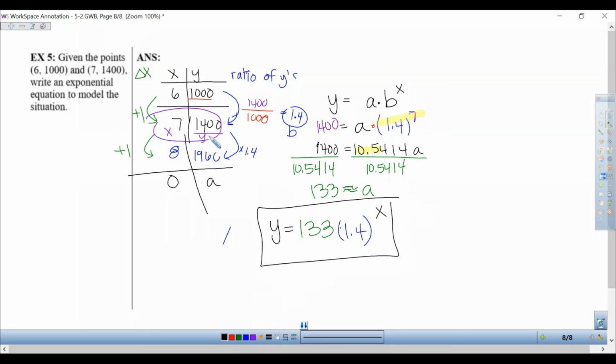I chose the last point. Just note that I could have used 6 and 1,000 as well. They'll both work, but I have to identify the value for b and then plug in x, y, either one, and b. I could have even used my new 1960. And then that will allow me to solve for a, and then my answer has that a value and our b as the base.